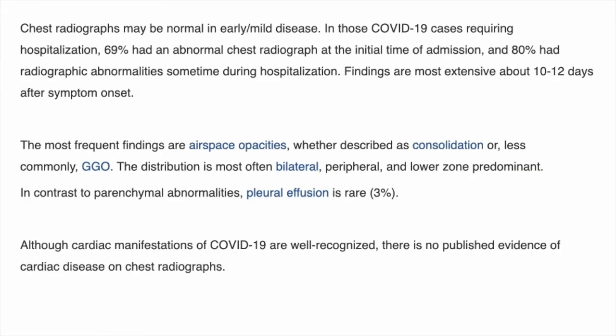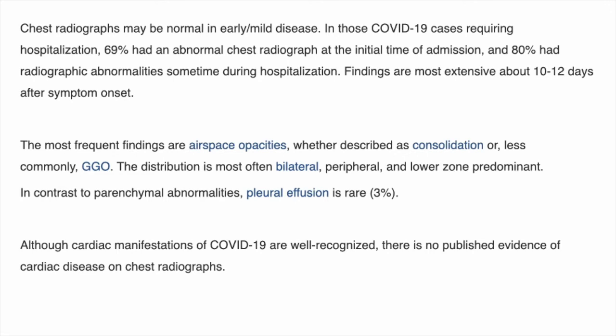So what happens in the chest X-ray? Usually the chest X-ray can be normal in early or mild disease, okay? But the most frequent findings are bilateral opacities. Bilateral opacities. That's the most important thing you want to see in the chest X-ray.